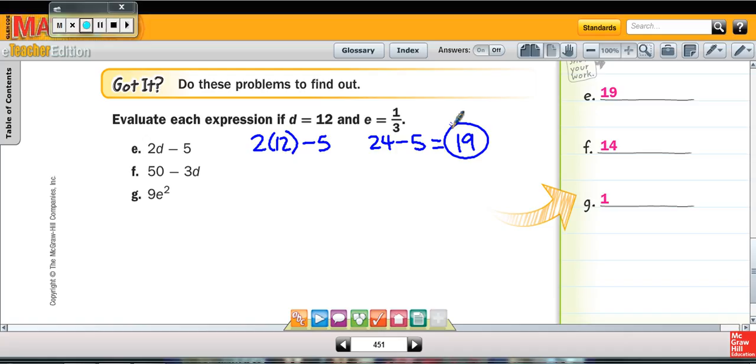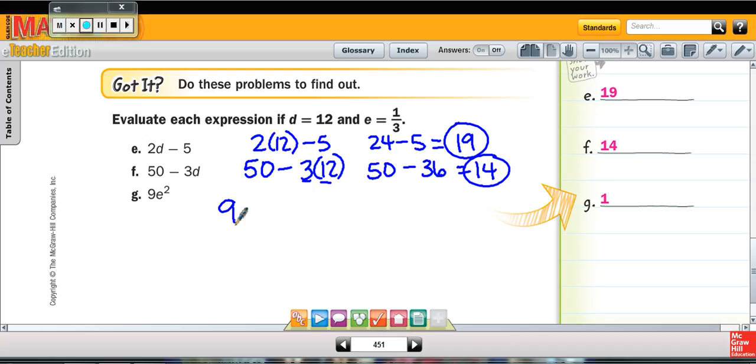Four-letter E, sorry. Then I have 50 minus 3 times D, which is 12. So that'd be 50 minus 3 times 12 is 36, which would give me 14 for letter F. And then I have 9e squared. Well, E is 1/3, so I'm going to square the 1/3.